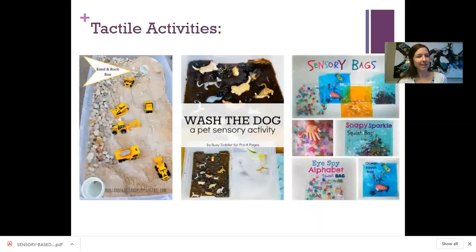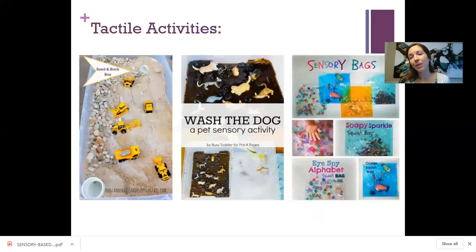Some examples of tactile activities that are toddler and preschool age would be sensory bins, things with gritty textures. You see on the left, rocks and sand. In the middle, there's a little play activity where you get your little pets muddy and dirty, and then on the right side you have the clean water and a little toothbrush, and you can scrape them clean. A lot of sensory input in that activity.